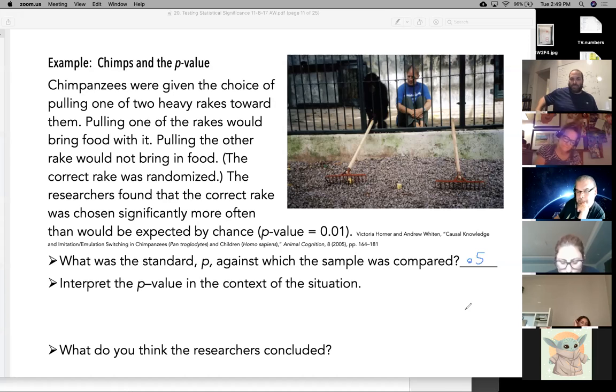So the p-value was 0.01. That means 1% of our samples, or let me rephrase that. It's 1%, but let me rephrase how I want to say this.